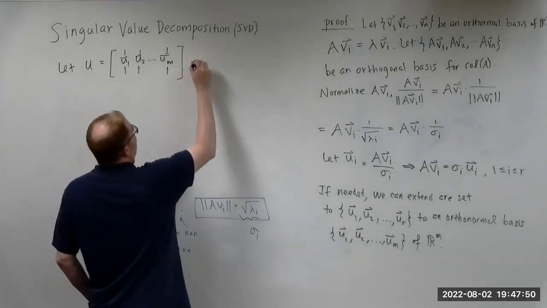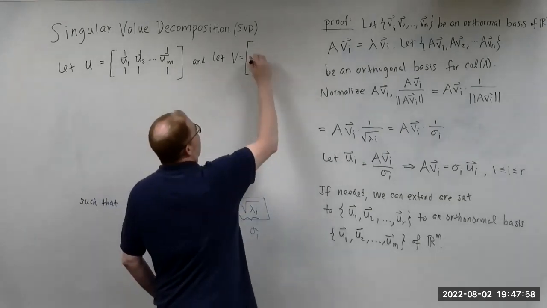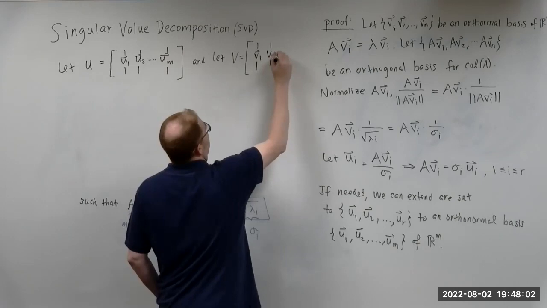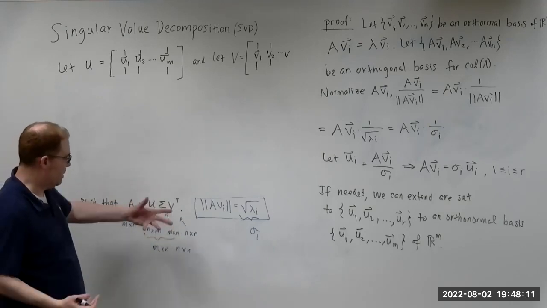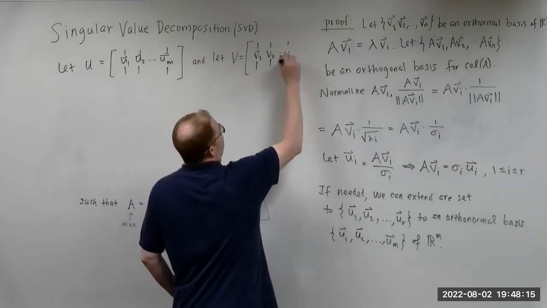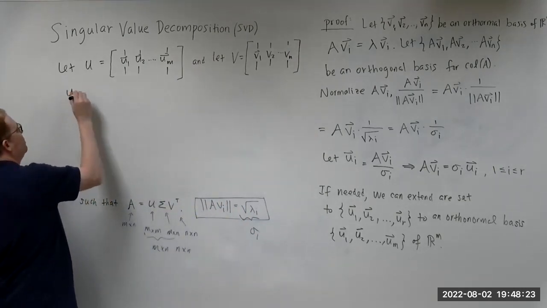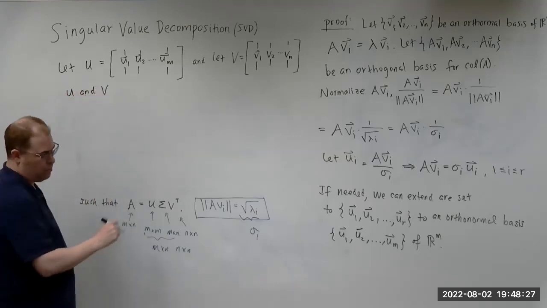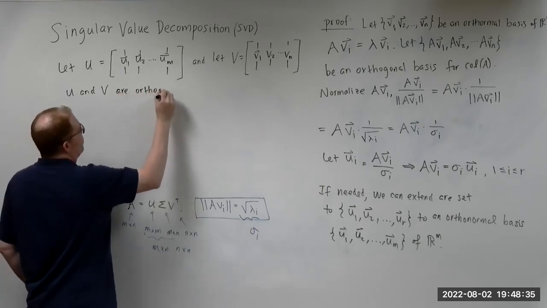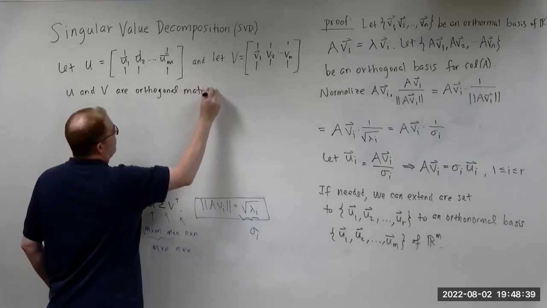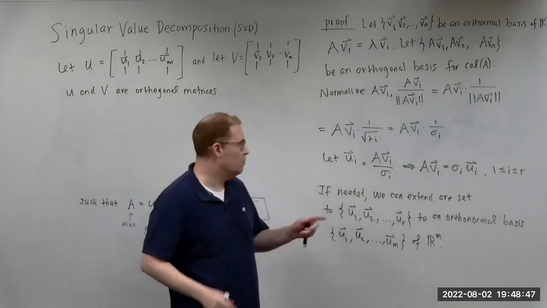And then we're going to let V, same idea here, since we know what those are, they're coming from there. So we have V1, V2, up to V of n. V here is n by n because it's a square matrix. U and V are orthogonal matrices by construction. And again, sometimes this is called a unitary matrix, which is specifically built by this property.